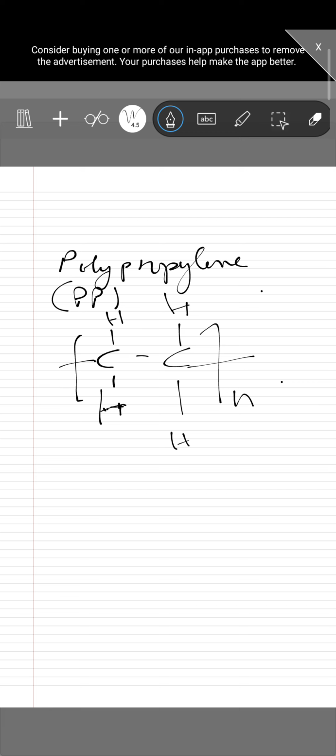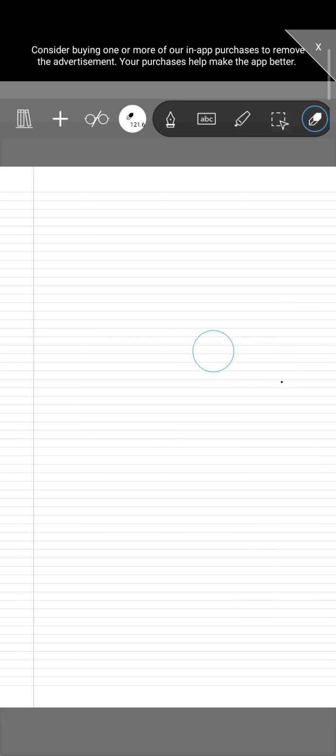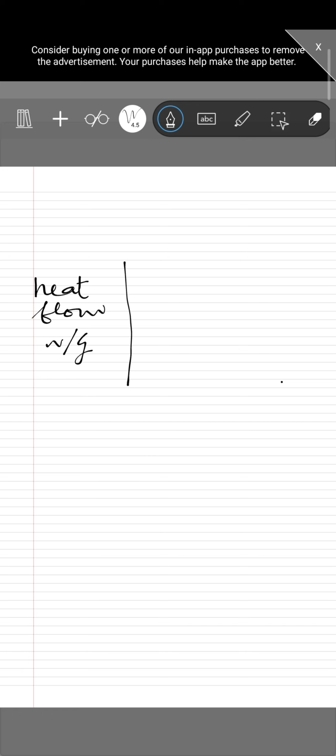Now, taking a DSC plot of propylene, the shape is something like that. You have heat flow in the y-axis, which is watt per gram, and you have temperature, and the temperature has been taken up to 250 degrees centigrade from 0 degree temperature.